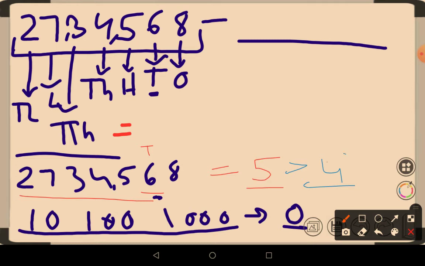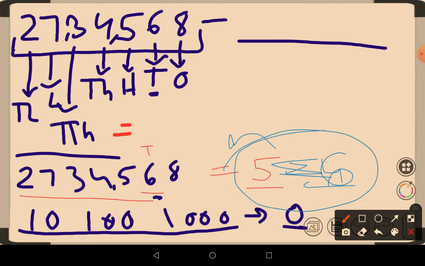But if it is 5 or more, I will give 1 to the other side, in the tens or hundreds or thousands. That's what we are doing in rounding off. We start with the next number beside it. We don't count this one, but we count the ones behind.